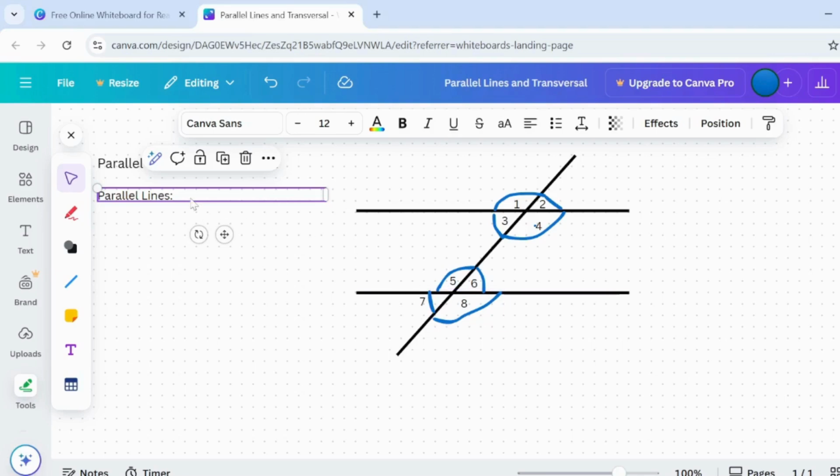Hi, in today's video, we'll be covering parallel lines and transversals. So, it's a part of math. And what are parallel lines? Parallel lines are those lines which lie on the same plane and have the same distance apart.